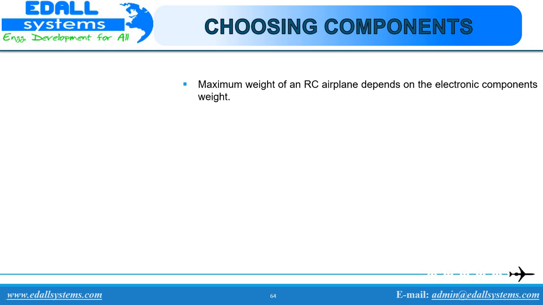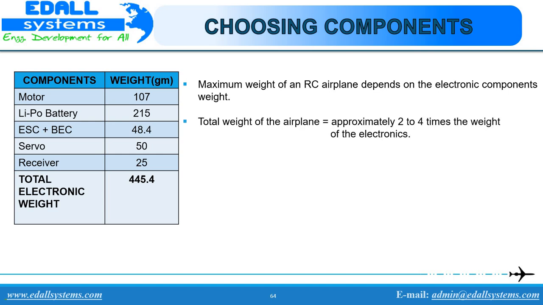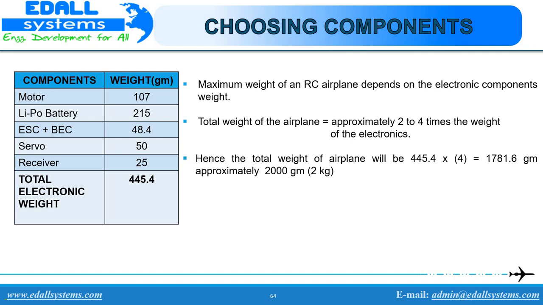Now we have reached the end of the RC plane model. To calculate the overall weight of the RC plane according to the components we have used, we get the total electronic weight as 445.4 grams. Multiplying this by 4, since by the rule of thumb the weight of the aircraft is approximately 2 to 4 times the weight of the electronics, we get 1781.6 grams, which is approximately 2 kg. Hence, we can conclude that with the construction and the electronic components, we get an RC plane model of 2 kg.